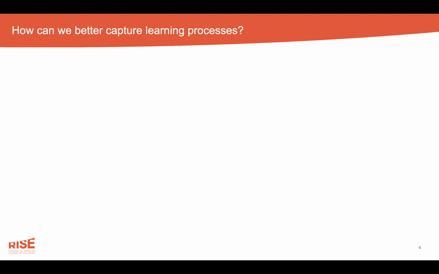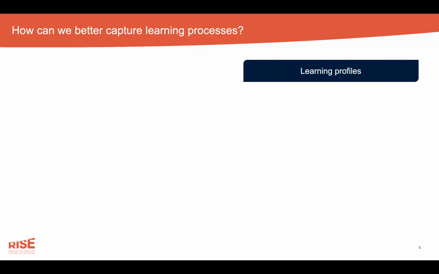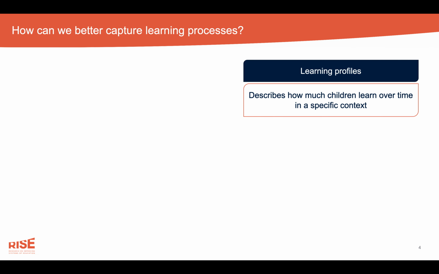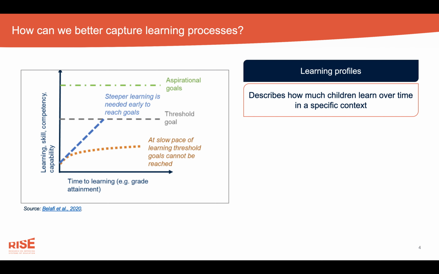In order to capture these learning processes better, RISE and others have started using something called learning profiles. Learning profiles, at a very general description, are how much children learn over time in a specific context. Very schematically, this is what it looks like. On the x-axis, we have time, so this is either age or grade. And then on the y-axis, there are the skills. So basically, the learning profile shows how much learning over time is happening.